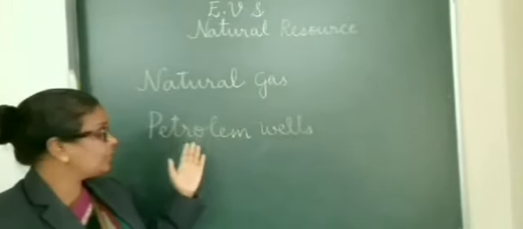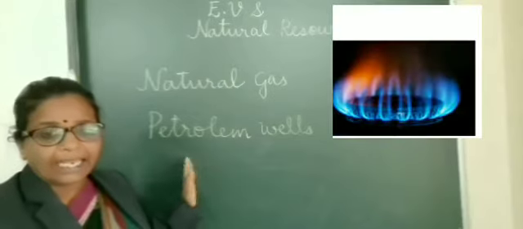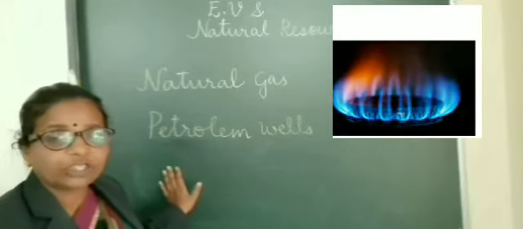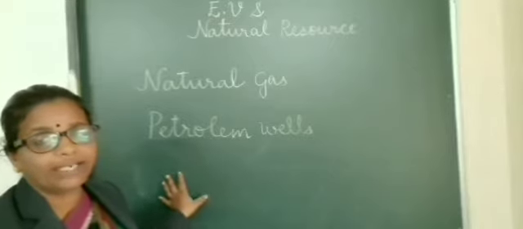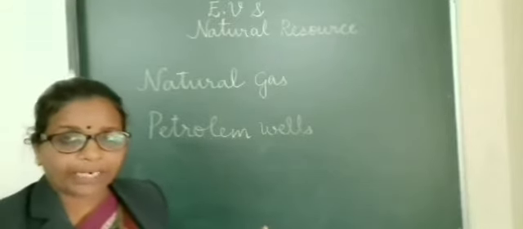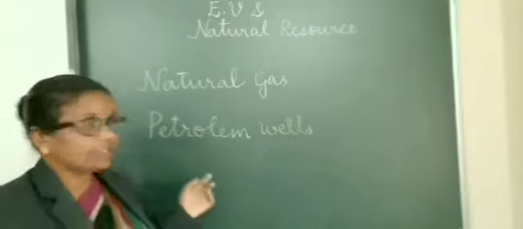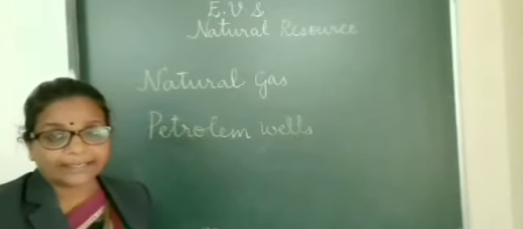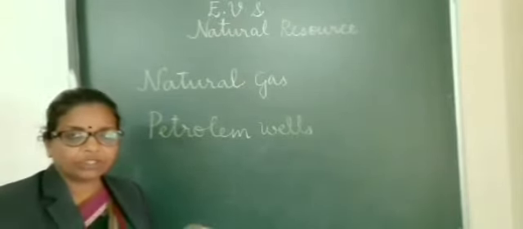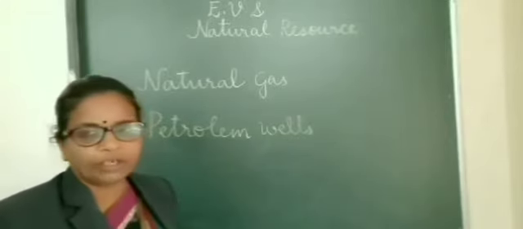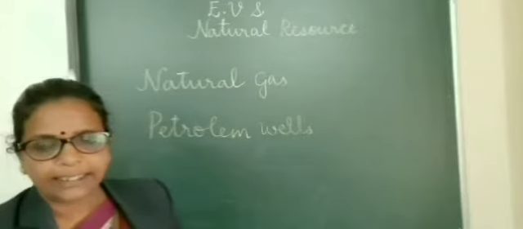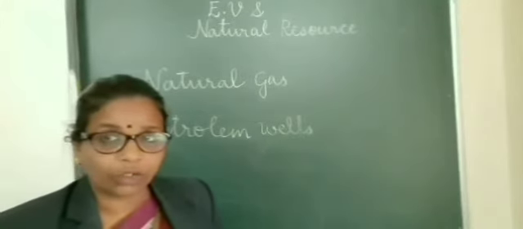Natural gas is found in the petroleum wells, and compressed natural gas is used as an alternative for petrol and diesel. Now, for autos and cars, we are using natural gas. Gas cylinders are used for running autos, as an alternative for petrol and diesel. And what do we use for cooking at home?